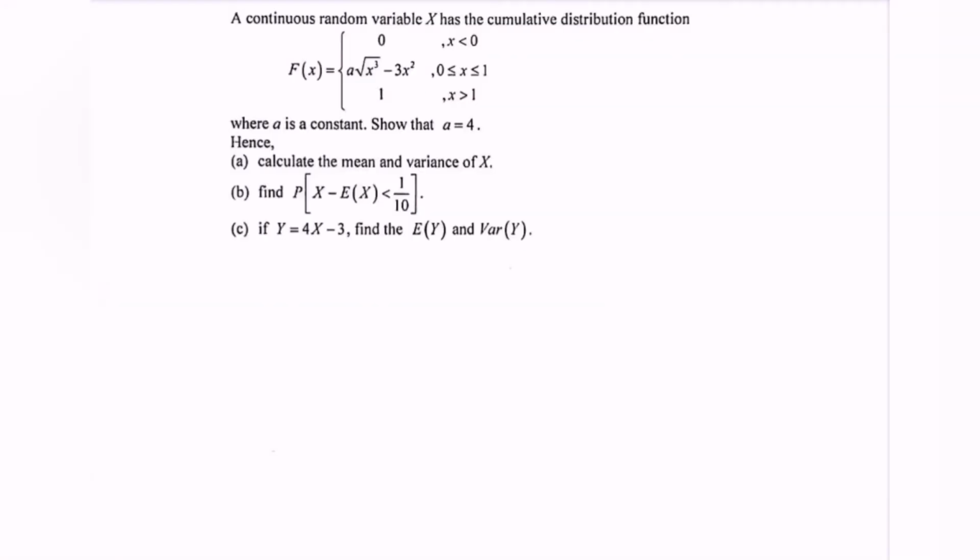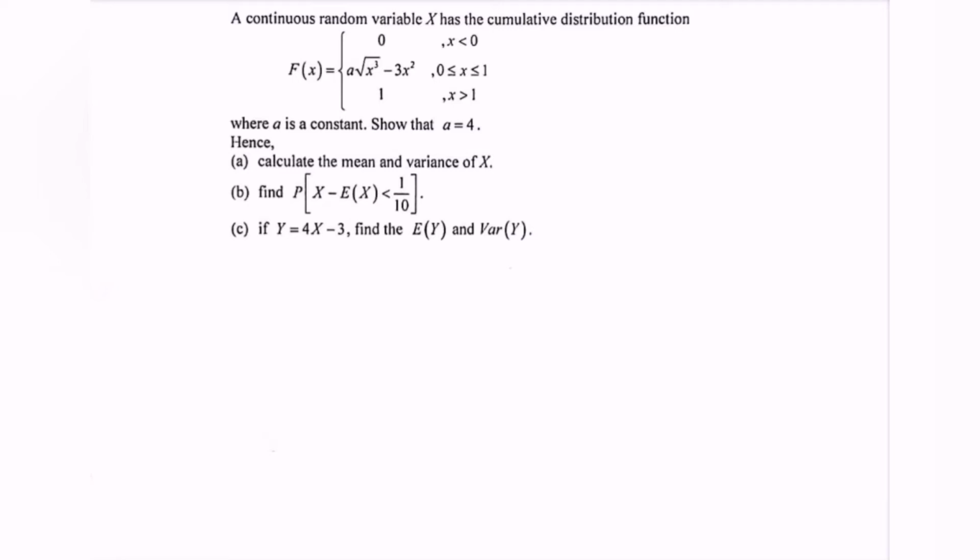Hello everyone, in this video we are going to discuss an example for a continuous random variable. Kindly refer to the question: a continuous random variable X has the cumulative distribution function, the capital F, so here we have F(x). The question asks us to find the constant a, or show that a is equal to 4. So number one, what we have to do is to find a.